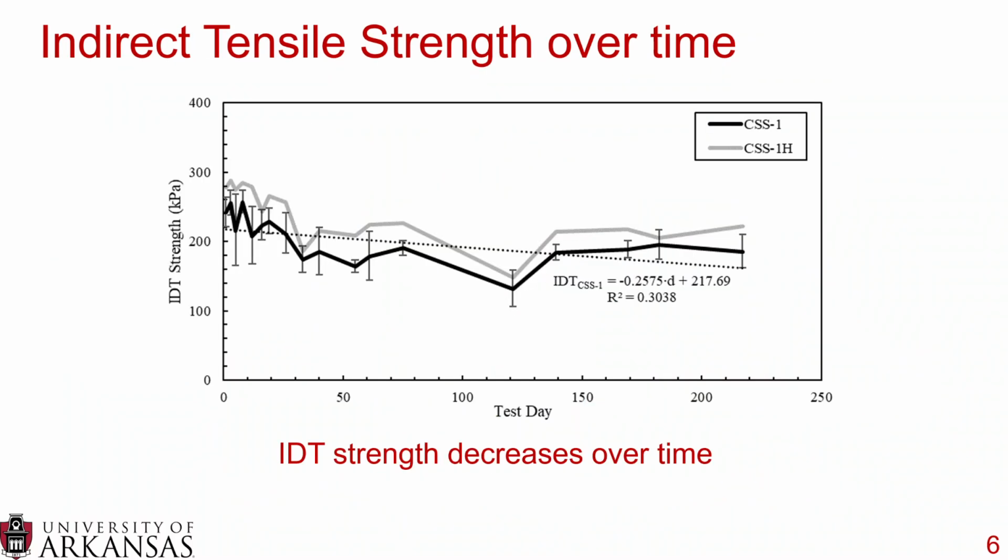We also tested just the simple indirect tensile strength over time. You can see here, this is over 200 plus days. We looked at a CSS-1 and a CSS-1H, so both cationic slow set emulsions, both low viscosity, and one is a hard pen asphalt emulsion residue. You can see in general the IDT strength decreases over time. So as the asphalt emulsion ages, as it gets older, the IDT strength decreases over time after mixing and then measuring the indirect tensile strength.